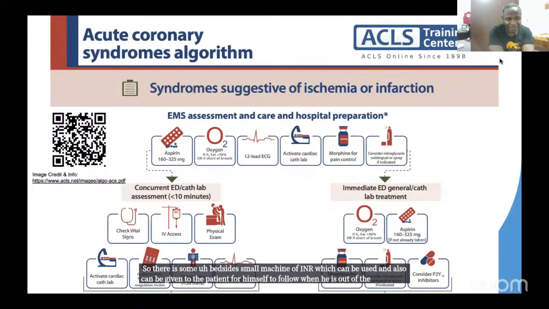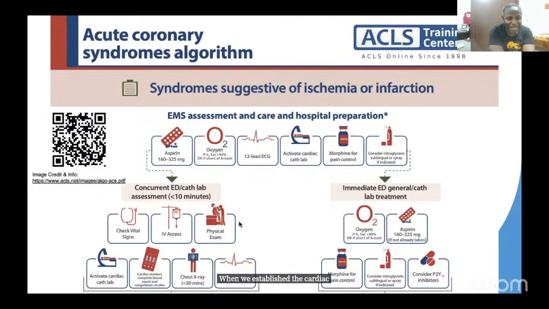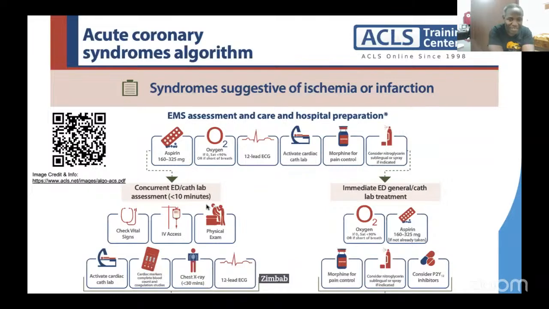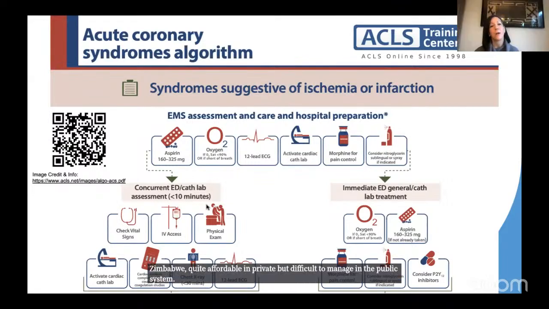We used them when we established the cardiac open heart surgery program. We could find some personalized small INR test machines, so the patient can go with it in his setting and use it regularly. So I think the system is pretty much the same as in Zimbabwe, quite affordable in private, but difficult to manage in the public system. Okay, thank you guys so much.